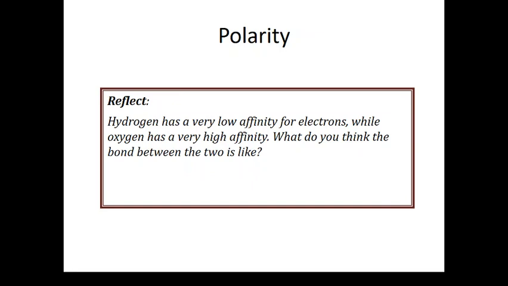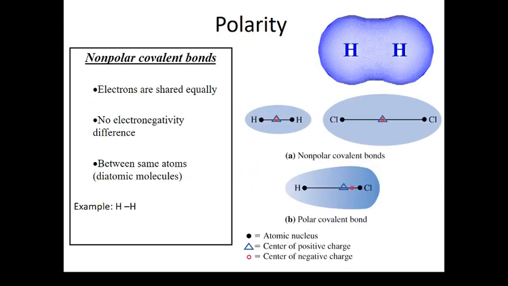Do you think there would be equal sharing of electrons or unequal sharing of electrons? As a result of this unequal sharing of electrons, would there be a slightly positive end of the bond and a slightly negative end of the bond? When we look at polarity, we look at polarity as nonpolar covalent bonds and polar covalent bonds. Nonpolar covalent bonds we know are when electrons are shared equally.